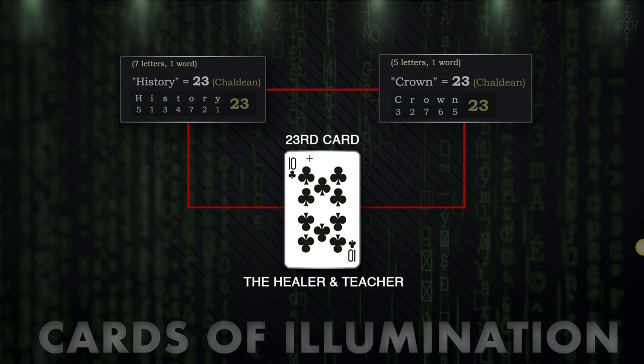10 is the next number after 9, which is the number after endings and completions. That's numerology, folks. 10 is the binary number. It's the 0 and the 1. It's the only number of its kind.